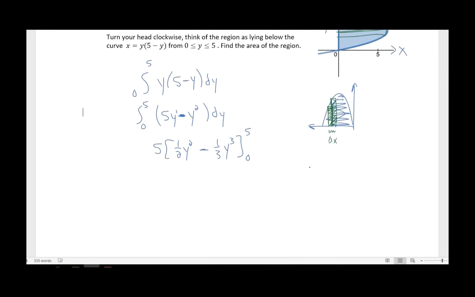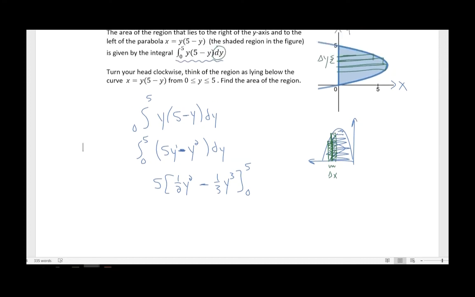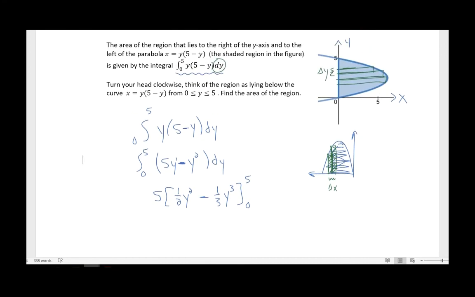So this would actually measure the area of that shaded region in that picture we had up there. Let me scroll back up, right? This would be measuring the area of the shaded region. So to finish this problem then, I just need to plug in the upper limit. So I plug 5 in.